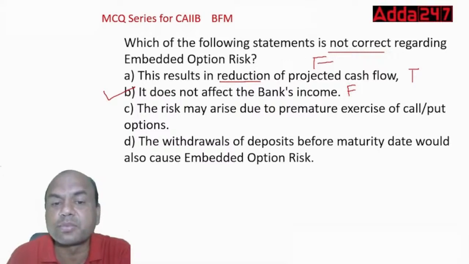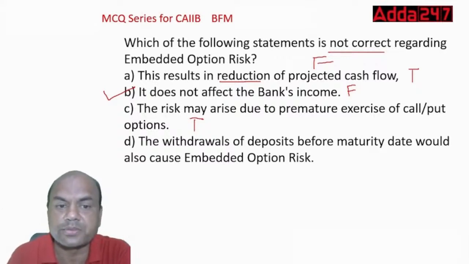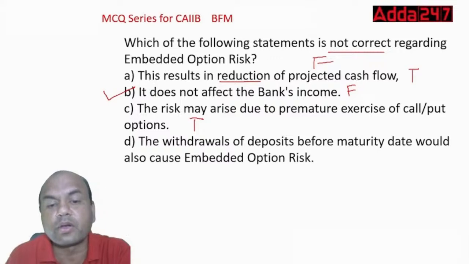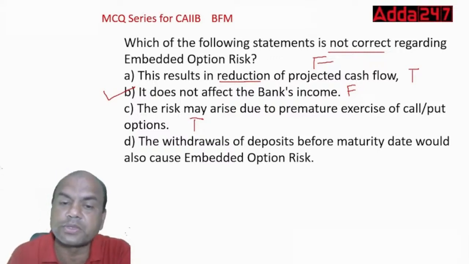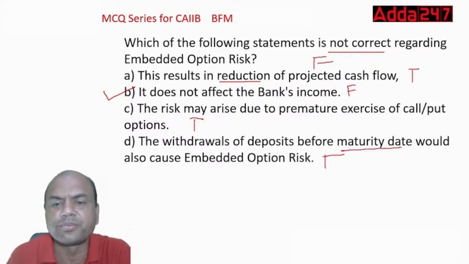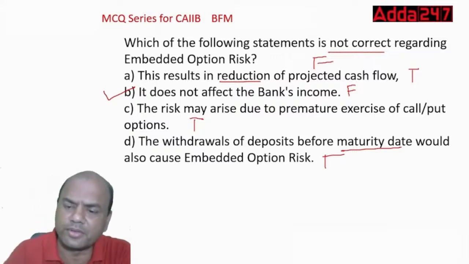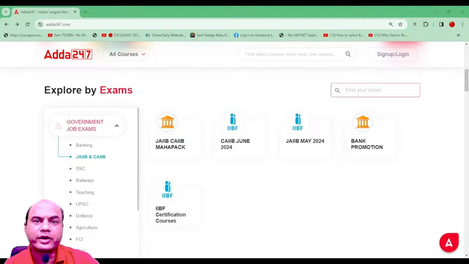The risk may arise due to premature exercise of call put option. So that is true. What is call put option? Call put means the customer has a right to repay the loan or withdraw the cash. That is call put option. And D: the withdrawal of deposit before maturity date would also cause embedded option risk. Just now we saw that, so that is also true. So that's why I said in the exam, don't even look at C and D, immediately move on. So that was the YT series for you.